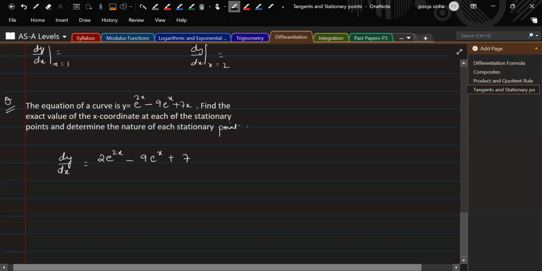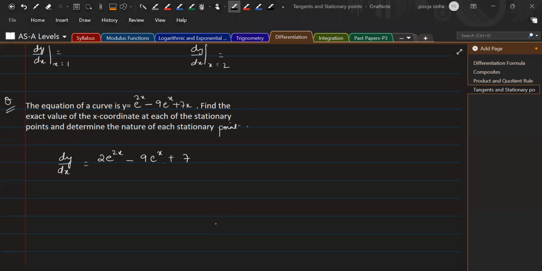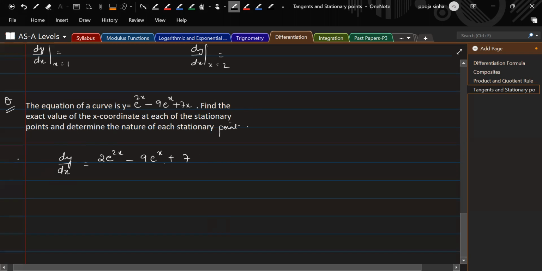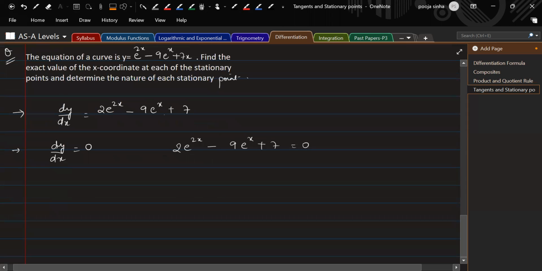What do we have to do? We have to find the value of x coordinate at each of the stationary points. How do we find stationary points? We equate dy/dx to zero. Now we are going to do dy/dx equal to zero, which means 2e^(2x) - 9e^x + 7 = 0. This is something we learned in logs, right?